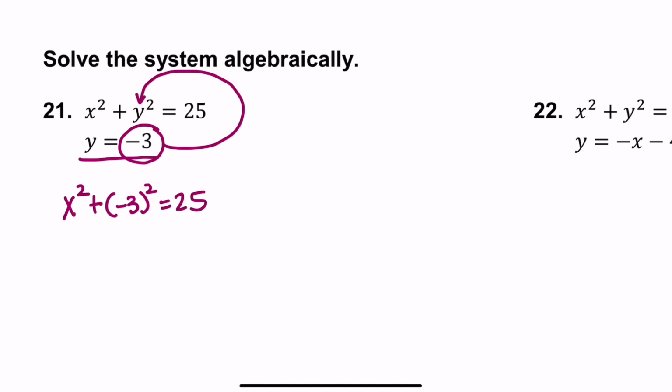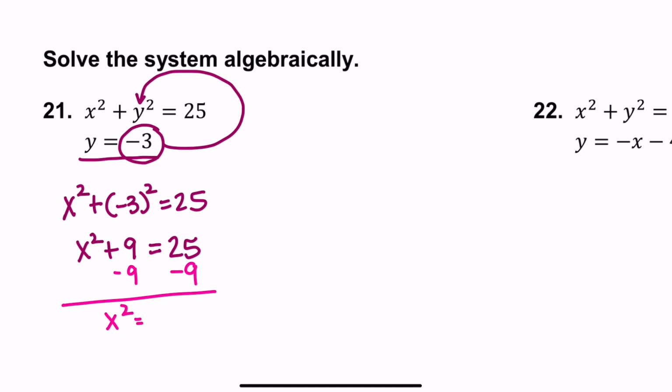equals 25. So we have x squared, negative 3 times negative 3 is positive 9. This is going to equal 25. Then we're going to subtract 9 from both sides of the equal sign. X squared is going to equal 16.